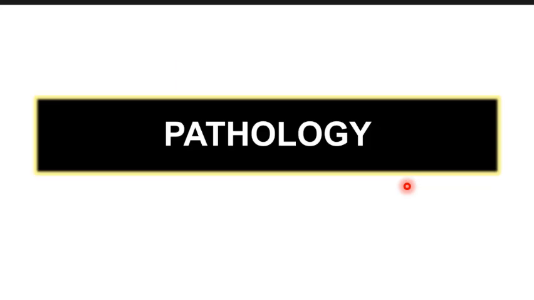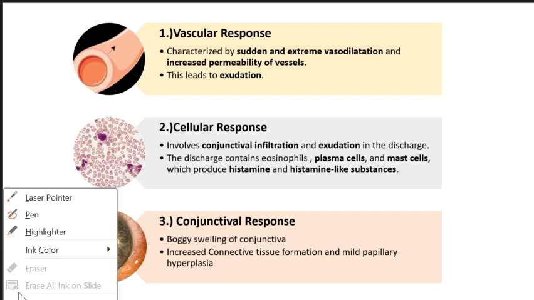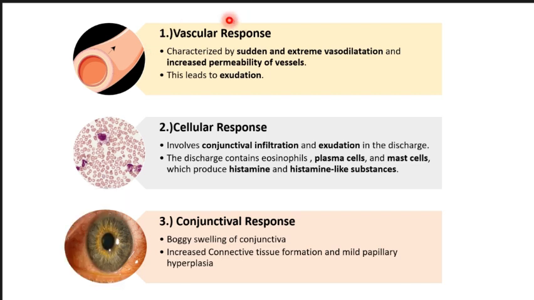Okay, now let's talk about the pathology. So, the pathological features of simple allergic conjunctivitis include the vascular response, the cellular response, and the conjunctival response. The vascular response is characterized by a sudden and extreme vasodilatation of the vessels with increased permeability of the vessels. Now, why that happens, we'll talk about in a while. Okay, so the vessels are going to become dilated, and there's going to be increased extravasation of certain discharge from the vessel that is known as exudate, and then there's going to be a cellular response.